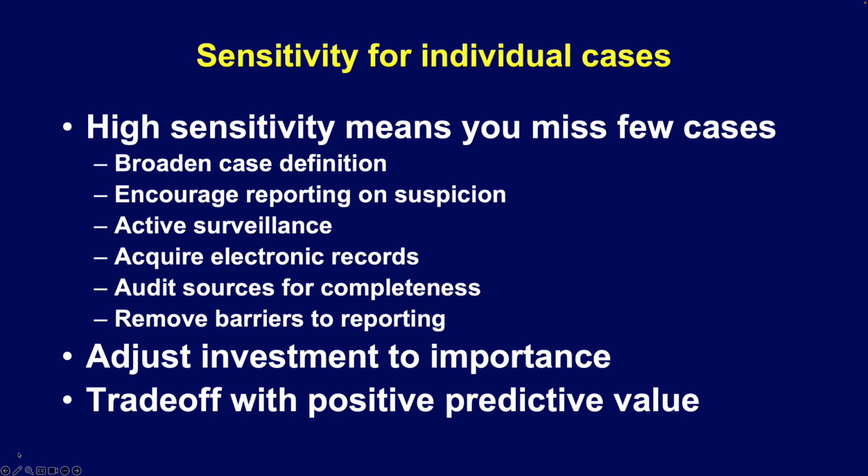You can also have active surveillance and a number of other strategies that can help ensure you miss fewer cases that are happening in the community. However, having a higher sensitivity results in a lower positive predictive value. That is, you'll have more individuals reported to your surveillance system that don't turn out to be true cases.